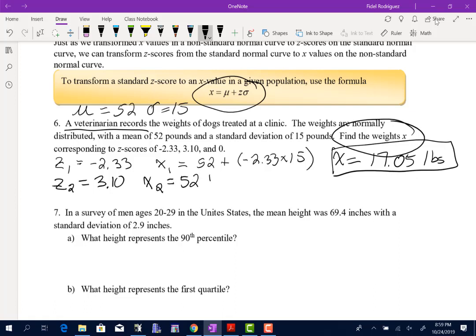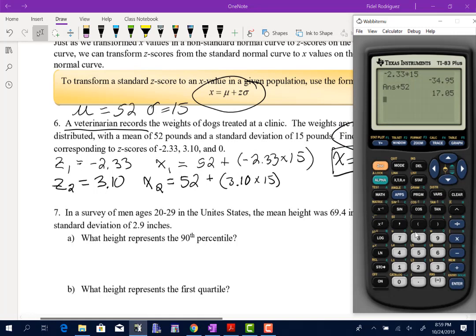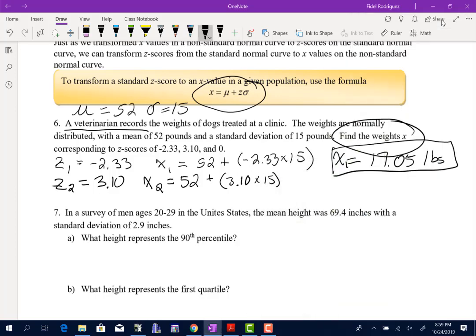We're going to take 52 plus 3.10 times 15. Okay, so let's take our calculator. Let's take 3.10 times 15 plus 52. 98.5. So the second dog weighed in at 98 pounds exactly. Was it 98 exactly? 0.5?